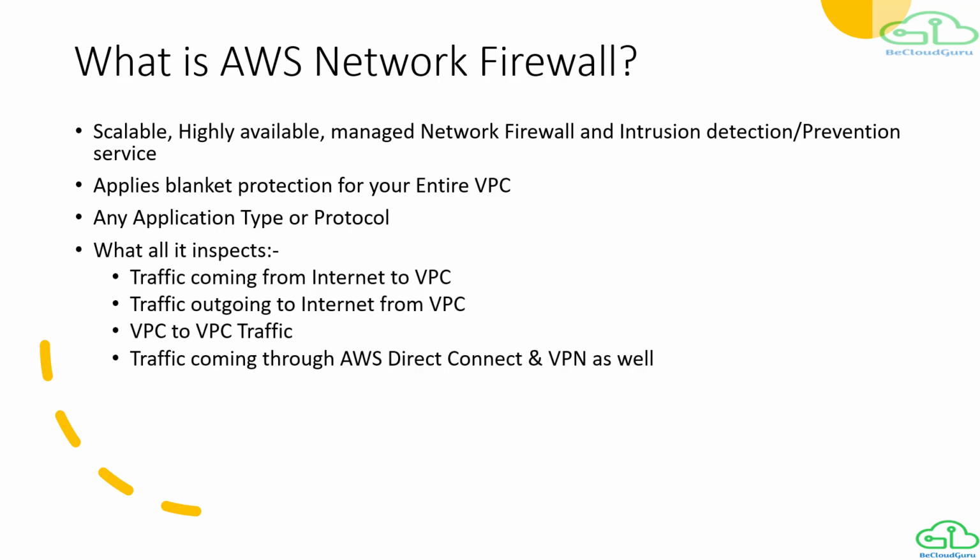Now, what all does it inspect, and what can it do for you? It can inspect the traffic which is coming from the internet to your VPC. It can also inspect the traffic which goes out from your VPC to the internet. You can also put a network firewall between VPC to VPC traffic, in a SaaS kind of scenario. It will also be able to inspect the traffic which comes through AWS Direct Connect and your site-to-site VPNs as well. So these are the inspection points where your AWS Network Firewall can help you inspect the network traffic.